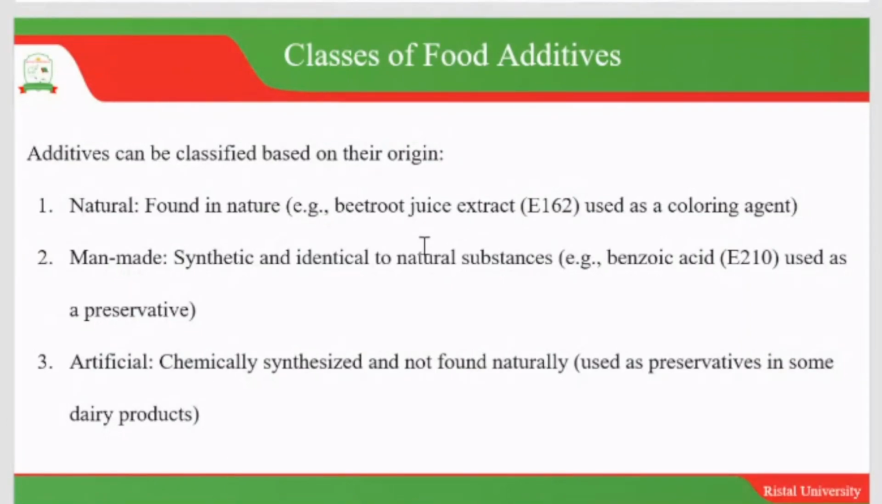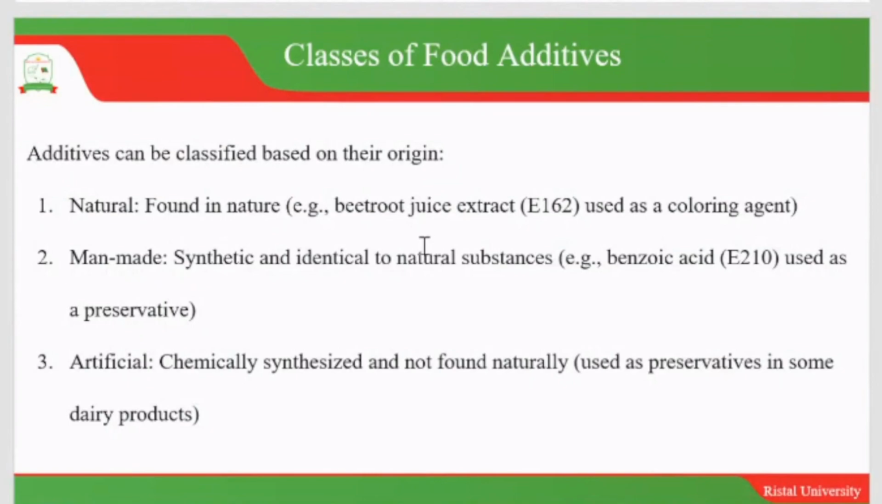So for the man-made, we are talking of the synthetic, and these are identical to the natural substances such as benzoic acid used as a preservative. And for the artificial, we are saying these are chemically synthesized and not found naturally, and these are used basically in most of those dairy products that you see, the vanillas, the strawberries, etc.